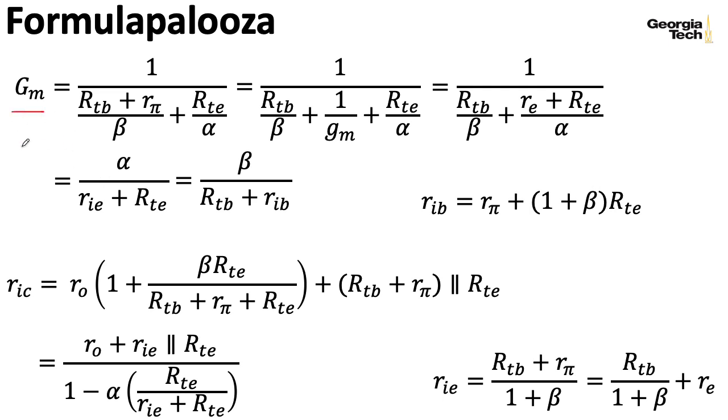So we have five different formulas to choose from for big GM. We have two formulas to choose from for little RIC, which is the equivalent resistance seen looking into the collector. RIB is the equivalent resistance seen looking into the base, and RIE is the equivalent resistance seen looking into the emitter. So RTE is the equivalent resistance seen looking out of the emitter. Seeing all of these formulas at once can be really intimidating, but there's no fancy math going on here. It's just algebra. You can compute the numbers and plug them into your calculator.